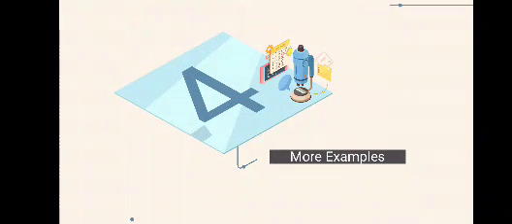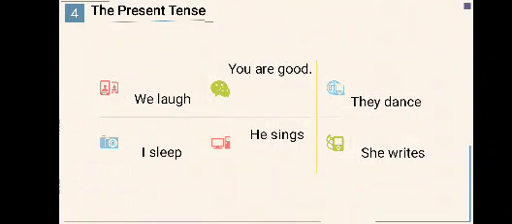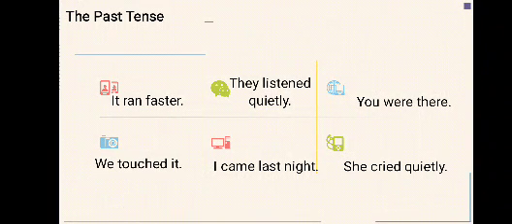I'm going to share with you more examples on the present tense and the past tense. For the present tense, we laugh, I sleep, you are good, he sings, they dance, she writes. More examples on the past tense. It ran faster. We touched it. They listened quietly. I came last night. You were there. She cried quietly.